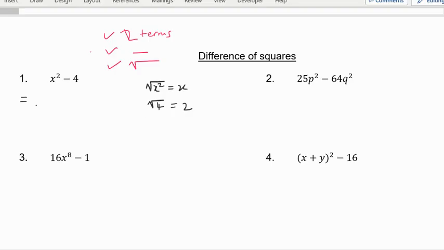How do we factorize DOTS? Difference of two squares. It will break up into two sets of brackets. There they are. The square root of the first one, there it is. The square root of the second one, there it is. And one plus and one minus. Fully factorized by using DOTS. If you multiply that out by using FOIL, you'll see that you get back to your original x squared minus 4. Okay, I hope that went well.